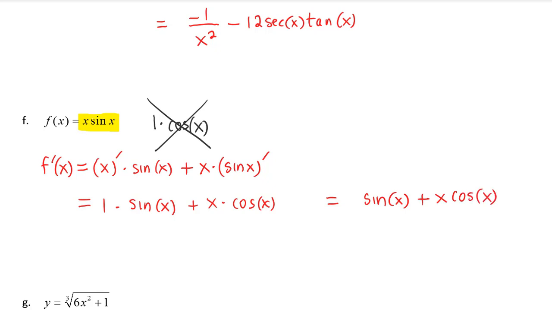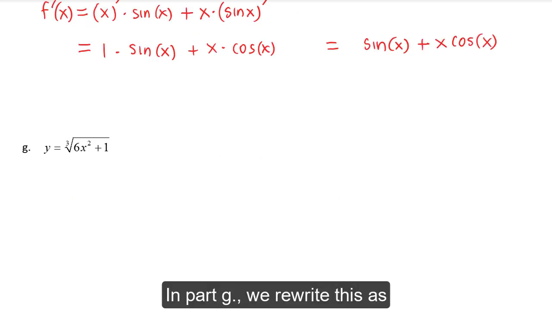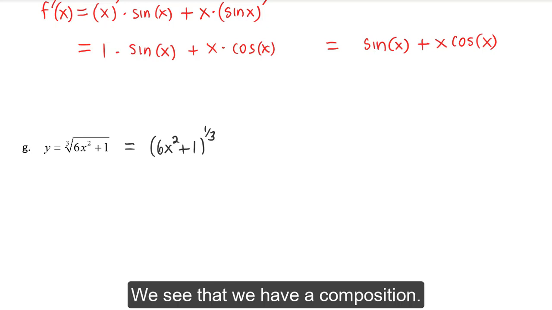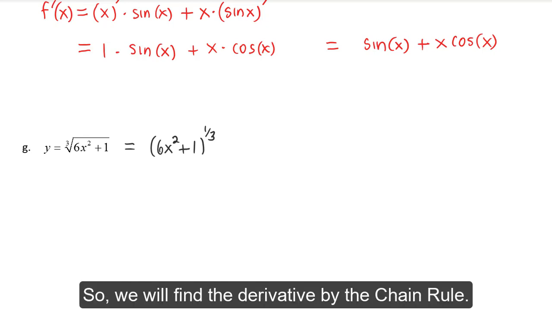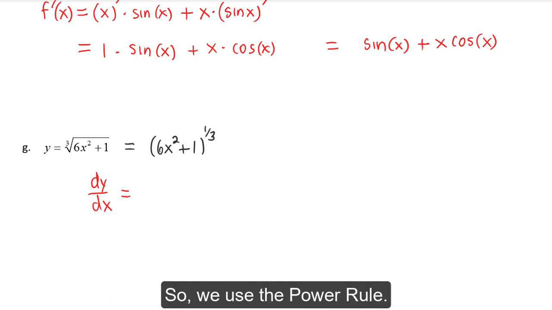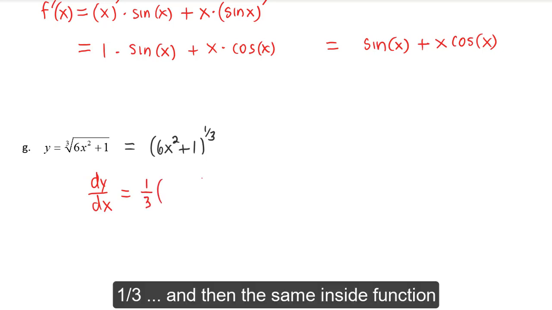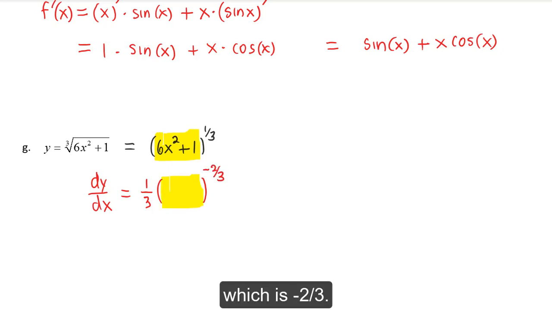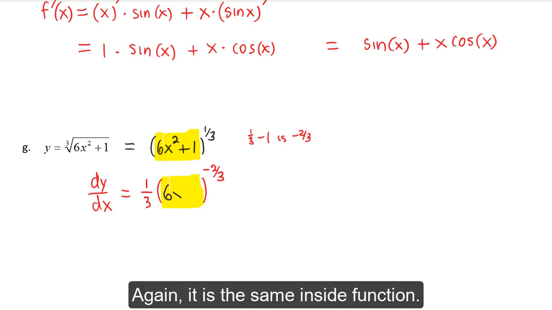In part G, we rewrite this as 6x squared plus 1 raised to the 1/3 power. We see that we have a composition, so we will find the derivative by the chain rule. The outside function is a power function, so we use the power rule: 1/3, and then the same inside function raised to the 1/3 minus 1, which is negative 2/3. Again, it's the same inside function.